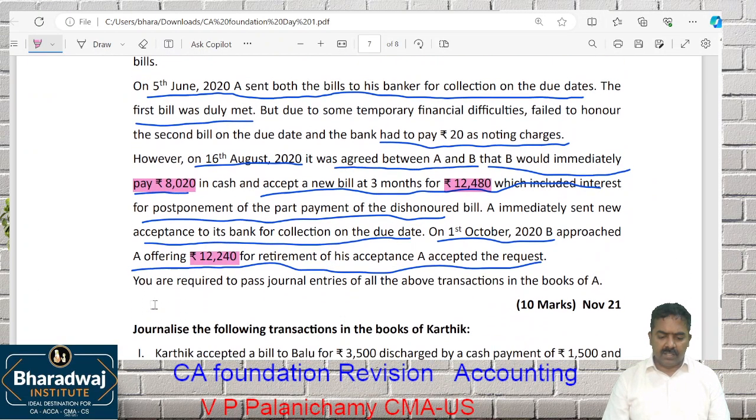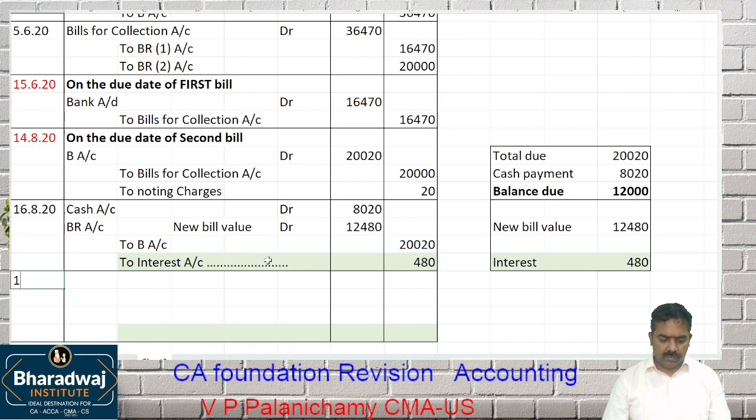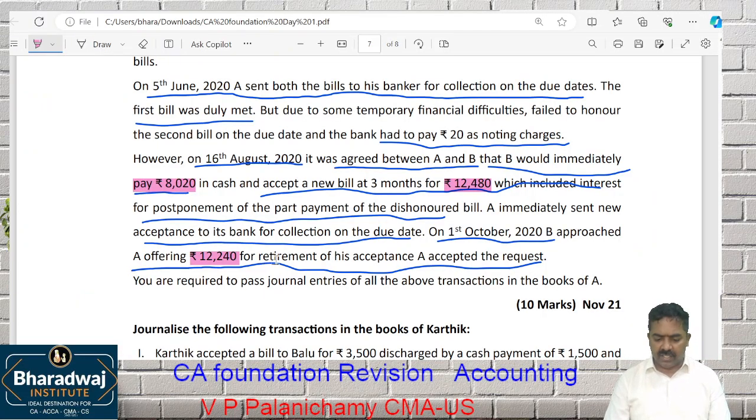When the second bill is retired, on 1st October 2020 itself, we are collecting the money. Bank account debtor to bills receivable. It is sent for collection again. Yes, it is sent for collection on the due date.